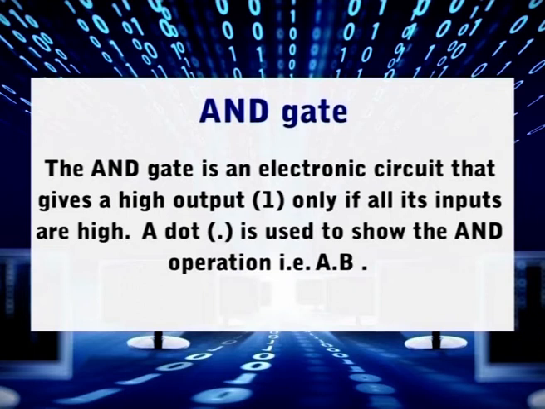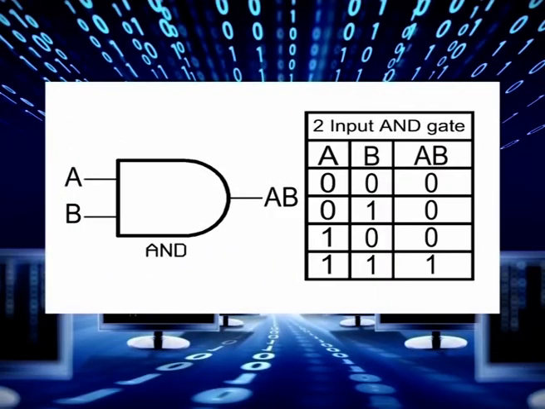The AND gate is an electronic circuit that gives a high output, that is 1, only if all its inputs are high. A dot is used to show the AND operation, that is A dot B. Bear in mind that this dot is sometimes omitted, that is, we can simply write AB. Look at the diagram. This is the representation of AND gate along with its truth table. Here A and B are the inputs and AB is the output. We can also replace this output AB with A dot B as already discussed.